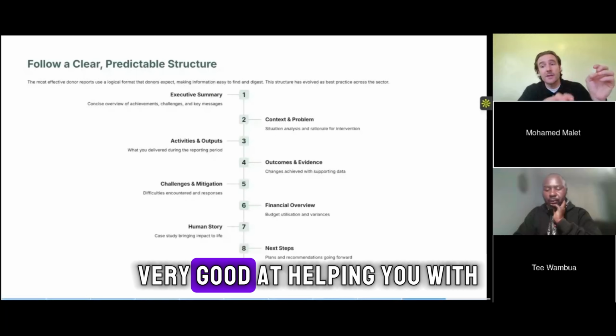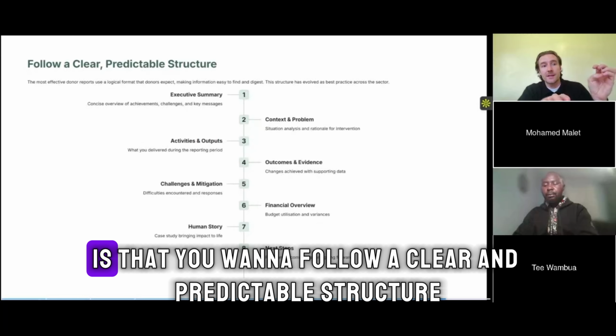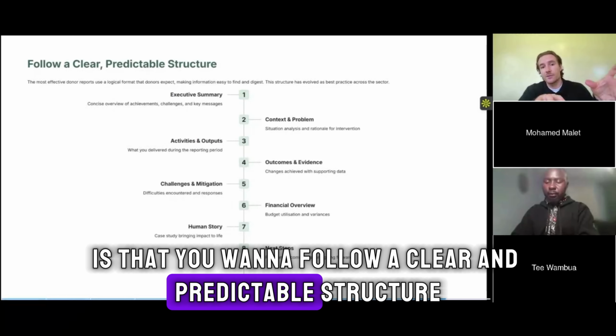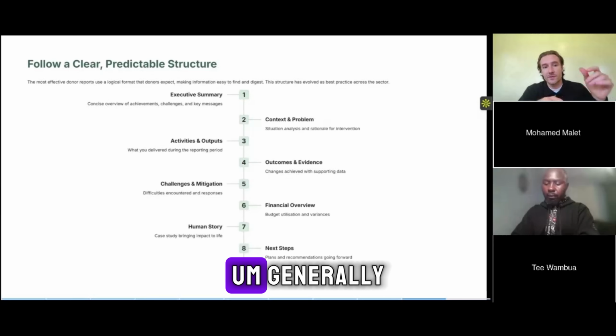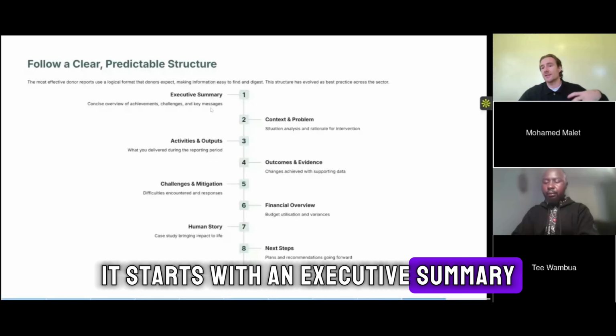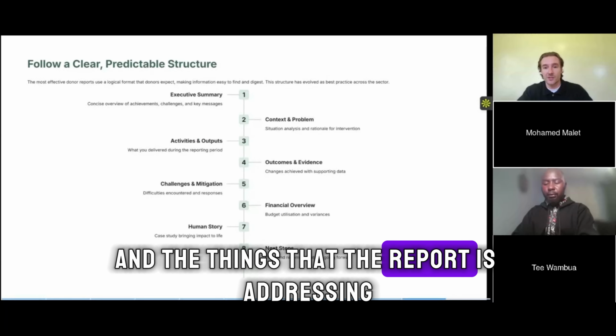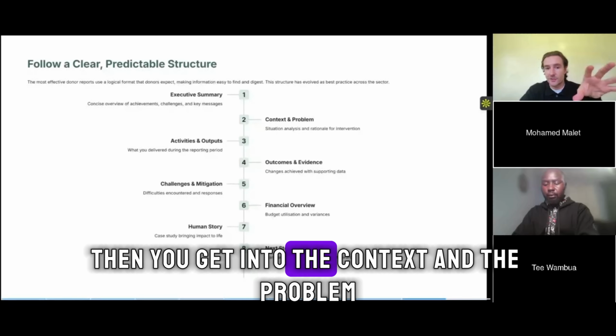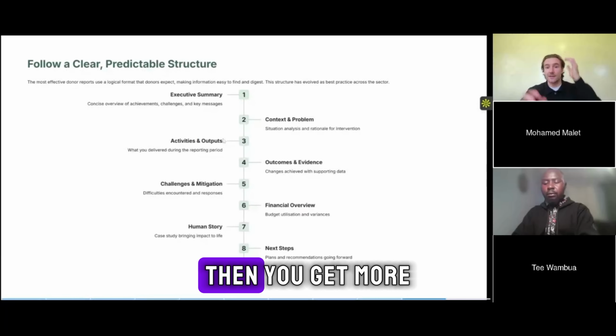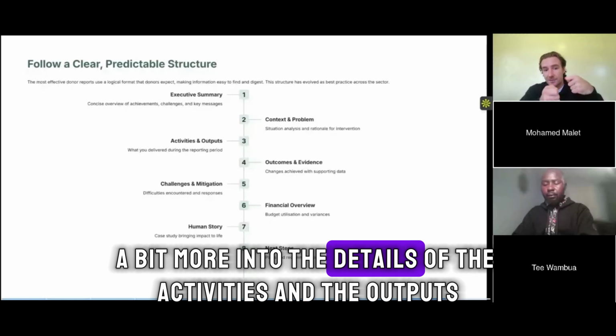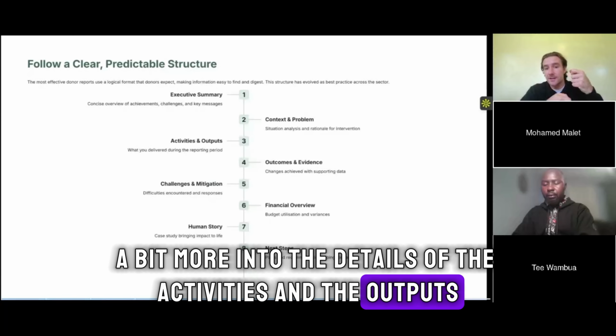And actually you'll find that this is something that ReportsAI is very, very good at helping you with, is that you want to follow a clear and predictable structure. Generally, it starts with an executive summary that just summarizes the overall impacts and the things that the report is addressing. Then you get into the context and the problem. Then you get a bit more into the details of the activities and the outputs.